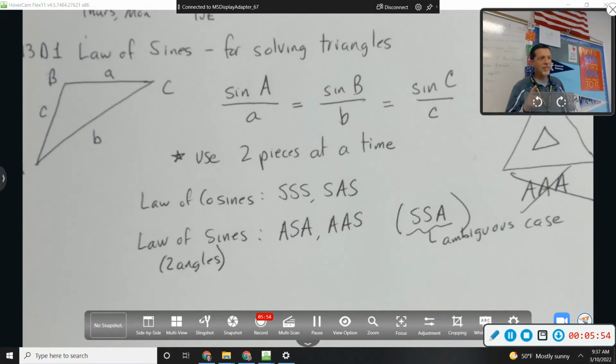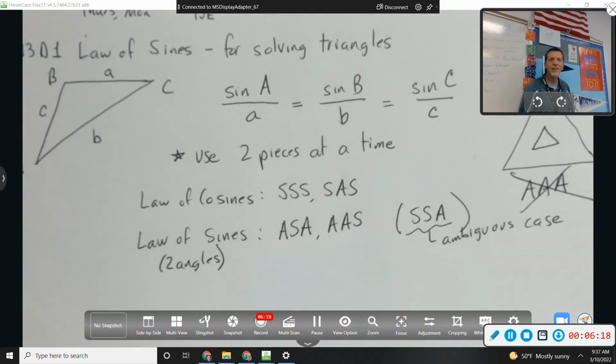Probably the best news of all is that if you use the wrong formula, you won't get a wrong answer. It just won't work. If you try to use law of cosines and it's a law of sines problem, you won't have enough information and it won't work. And vice versa. If you use the wrong one, you don't get a wrong answer, you just don't have enough information. So even if you forget all this and try one and it doesn't seem right, try the other one. You probably should have started with the other one.